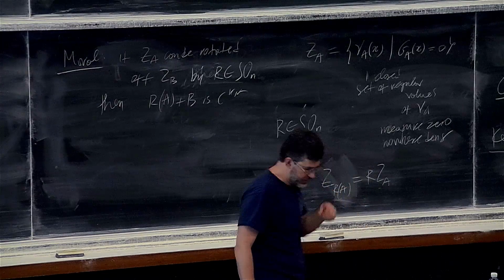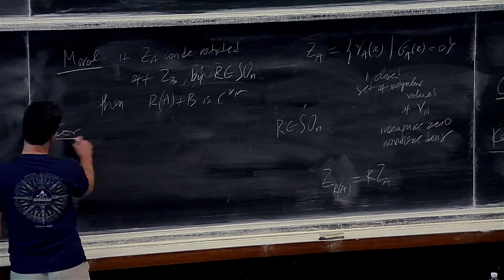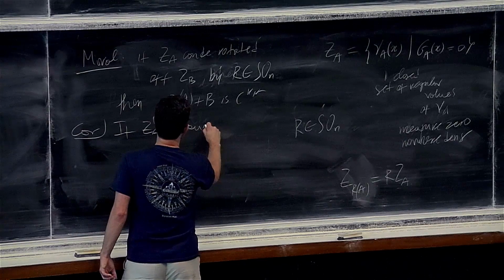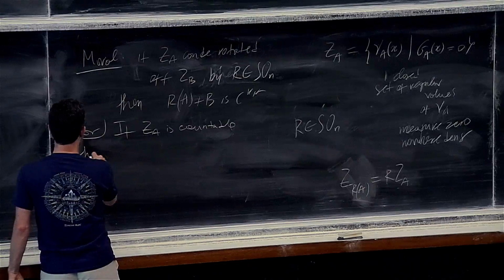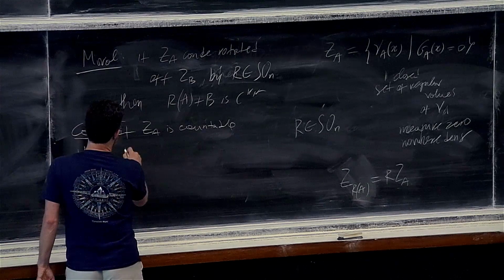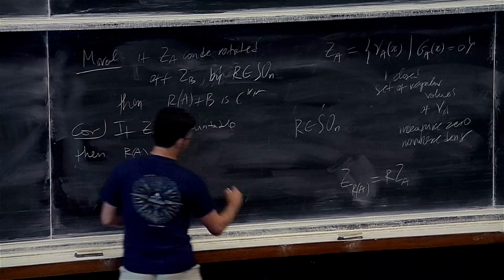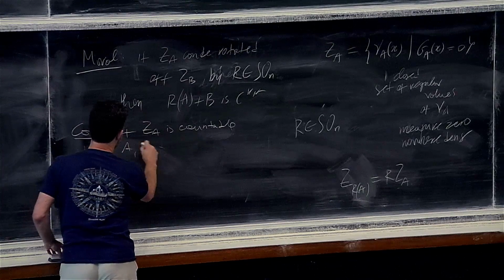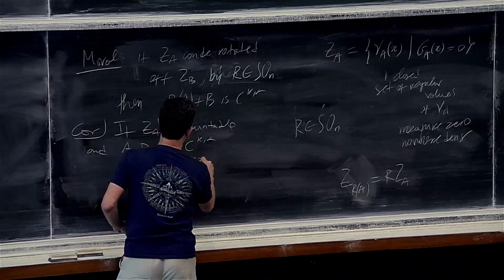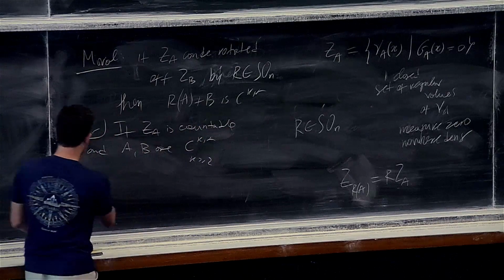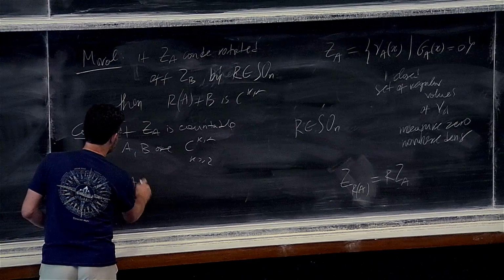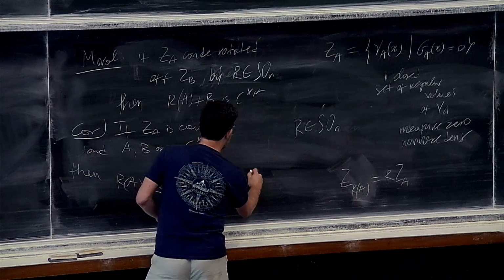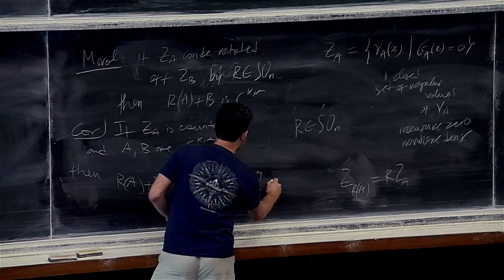Now, from here, one immediately gets the following corollary. So if, say, ZA is countable, then RA plus B is C^{k,alpha}. And as always, I'm assuming that A and B are C^{k,alpha}, where k is at least 2, and alpha is any. Then the Minkowski sum after rotation is going to be C^{k,alpha} for any generic R.